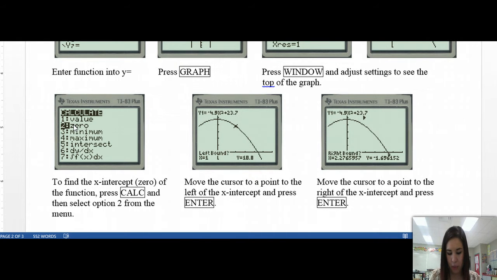Okay, and so I'm going to go ahead and put second, and then I'm going to hit trace, which will take me to calculate, and I'm going to enter 0, like it says there, number 2, 0. I have to get to the left of it, so I'm going to go on top first, and it says left bound question mark, I'm going to put enter. And then I'm going to scroll down to where it's now below the x-axis, and it's going to say right bound, and I'm going to put enter. It's going to say guess, I'm going to put enter again, and it's now going to give me the 0.